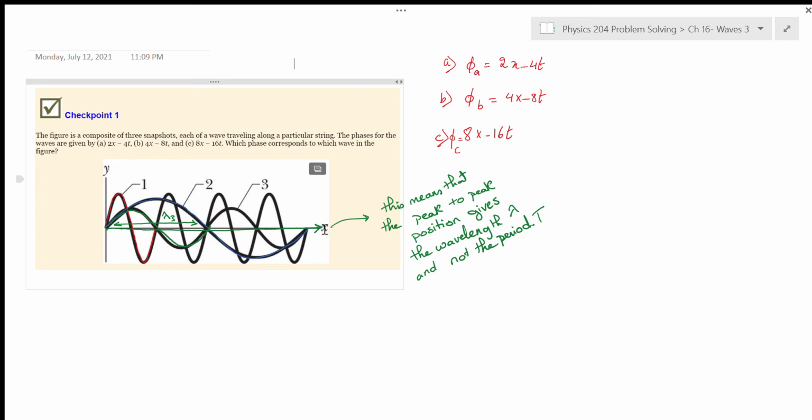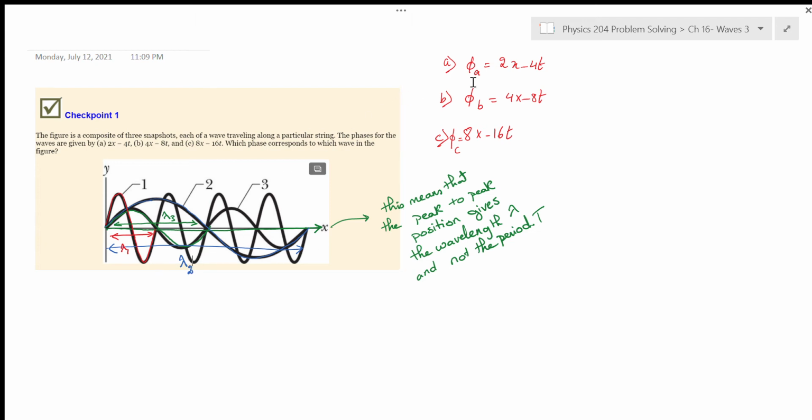Now, the first thing to notice is that on the x-axis we have a displacement instead of time. And this means that the peak-to-peak position will give us the wavelength lambda and not the period T. So for this full wave here, which is wave 3, this is actually lambda 3. And for this wave here, this is lambda 1. And for the last wave, this whole distance is lambda 2.